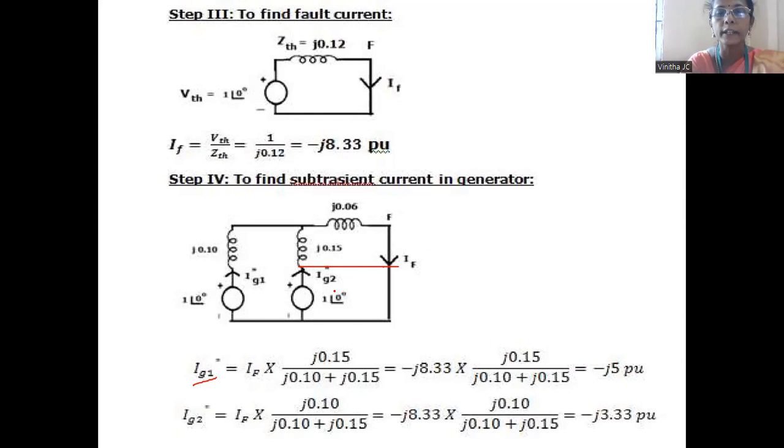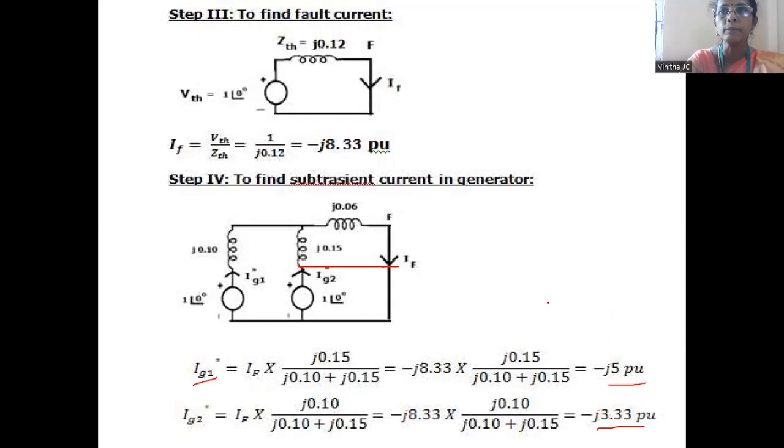Similarly, we have to calculate the current through the second generator, IG2 double dash. Double dash represents subtransient current. Here, the formula for the current division technique is the total current into its opposite resistance. Since we are calculating the current through the second generator, the opposite resistance is J0.1 divided by total resistance J0.1 plus J0.15. And so, this is the value of IG2 double dash and this is the value of IG1 double dash.